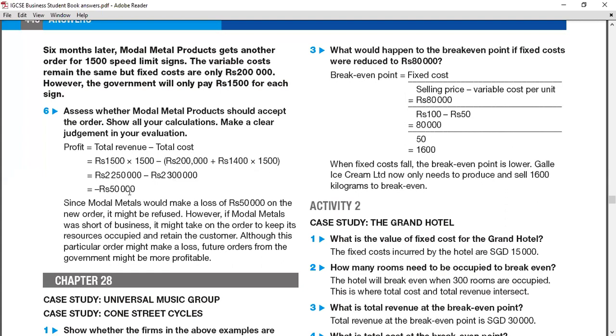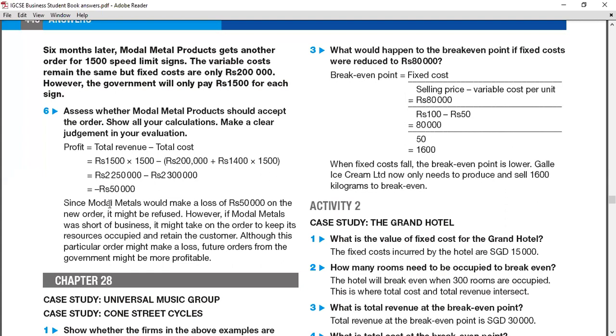Now look at the situation. Now they are getting a loss. It's not a profit. It's a loss of 50,000 rupees. A small loss, 50,000, right? In Sri Lankan rupees, 50,000 is a small amount compared to millions. Indian rupees also, it doesn't matter. The value is a little bit different, but 50,000 is quite a small amount of loss.